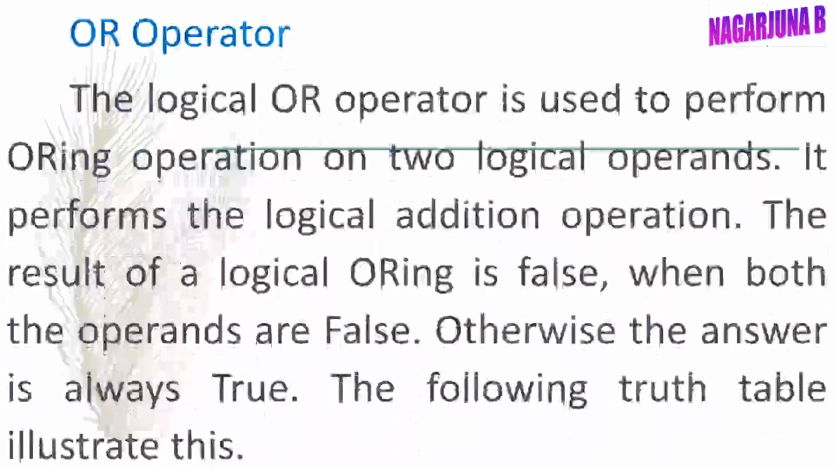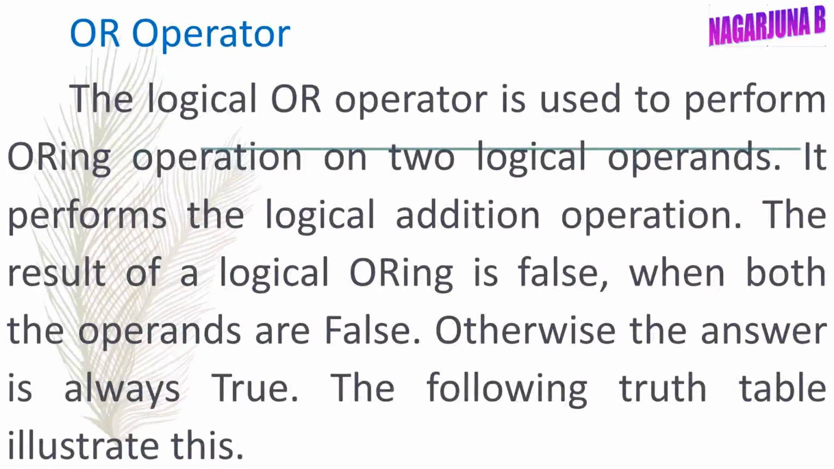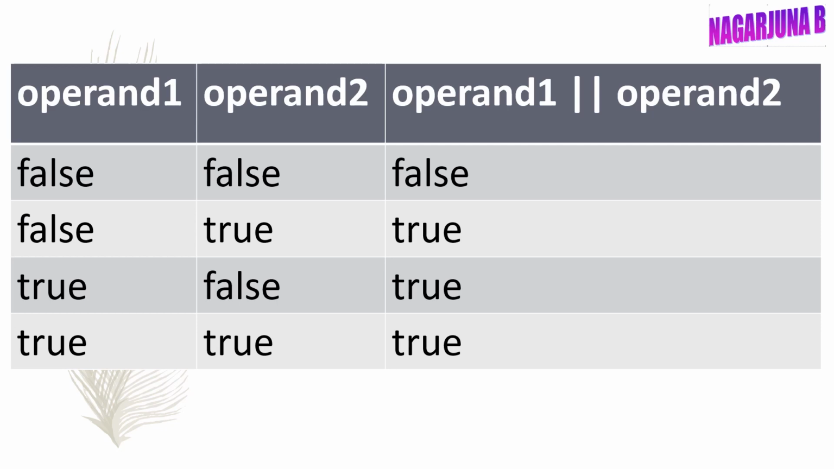OR operator. The logical OR operator is used to perform the ORing operation on two logical operands. It performs the logical addition operation. The result of logical ORing is false when both the operands are false, otherwise the answer is always true. The following truth table illustrates this. It is the truth table of an OR operation. Operand 1, operand 2, and operand 1 double pipe operand 2, where the double pipe represents the OR operation. In this we can see the OR operator will be false if both the operands are false. In other cases it is true.